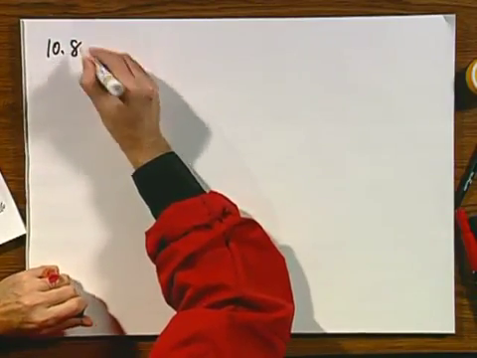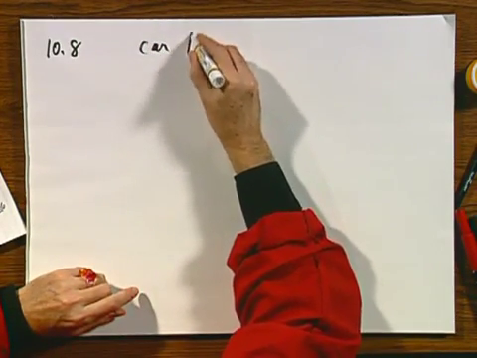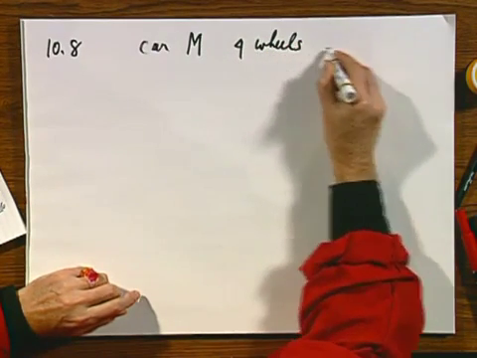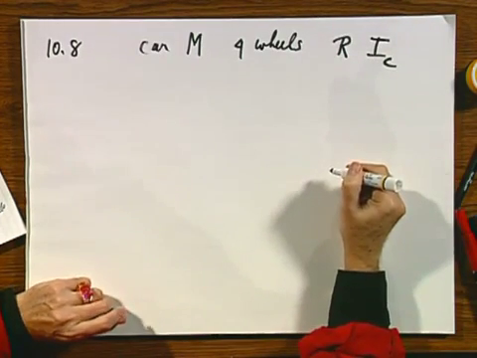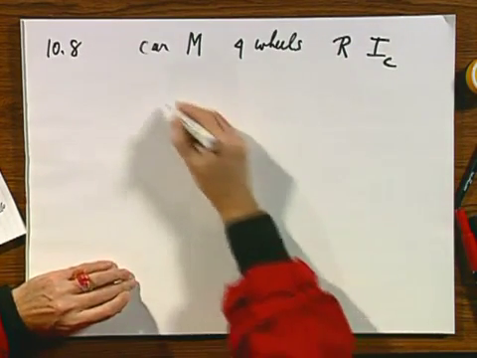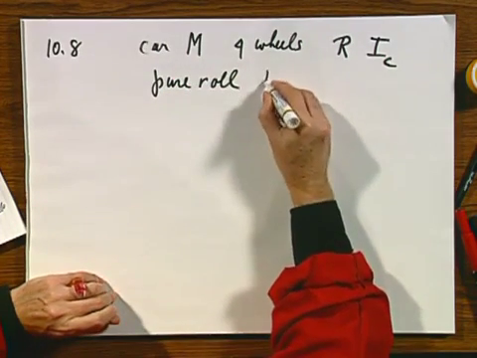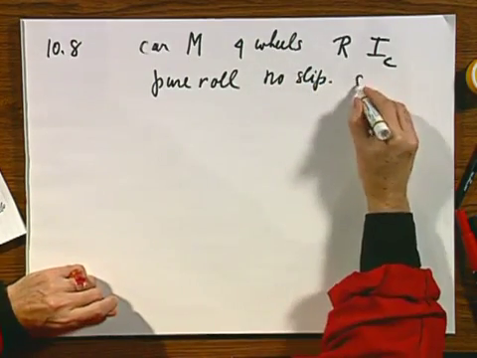All right, so let's now go to our next problem, and our next problem is 10.8. I have a car which has mass m. It has 4 wheels. Each wheel has radius r, and it has moment of inertia c, rotating about the center axis of symmetry. And we have pure roll. That's a given. So there is no slip. That's a given at this moment. And the speed is constant.